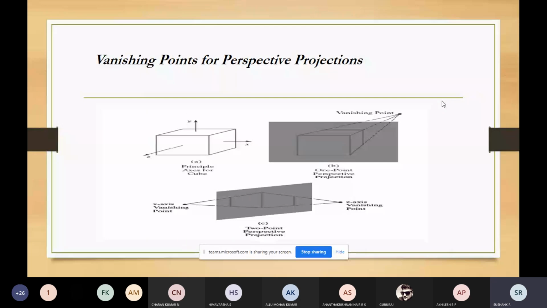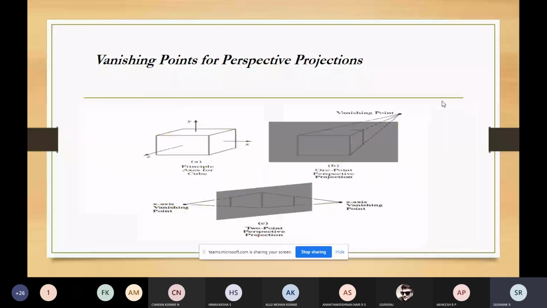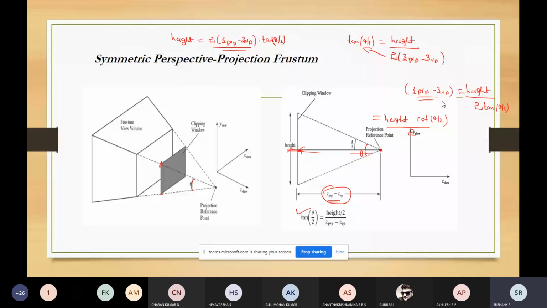See, the reference point is nearer to the clipping window, far away from the clipping window, and very far away from the clipping window. The same scenarios. As you move this projection point away from the clipping window, the height is also getting changed. Increasing the size of this field angle will also increase the height of the clipping window.